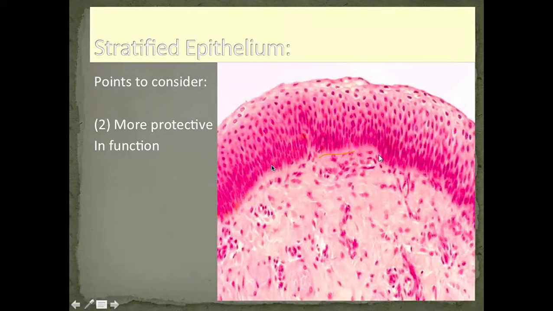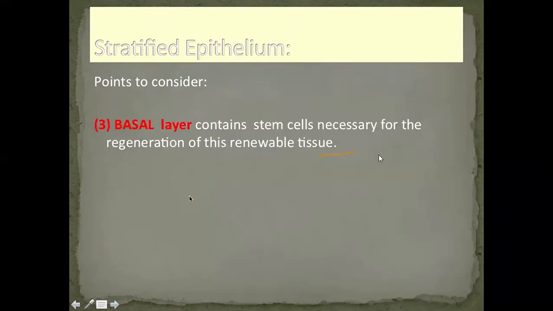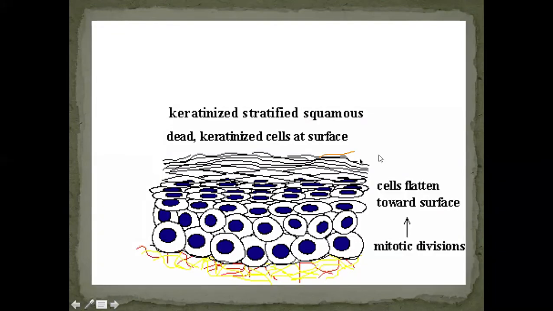So this is the basement membrane, and the basal surface is here. Therefore, the basal cells are here. As I have said, the basal layer is important for regeneration. So the mitosis or the division happens in the basal surface.